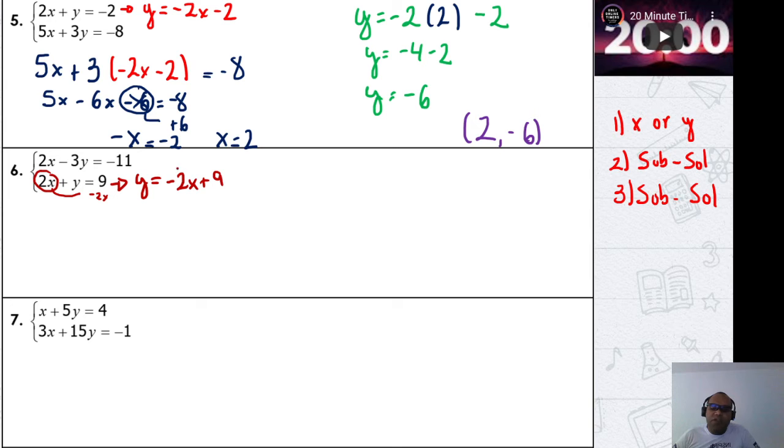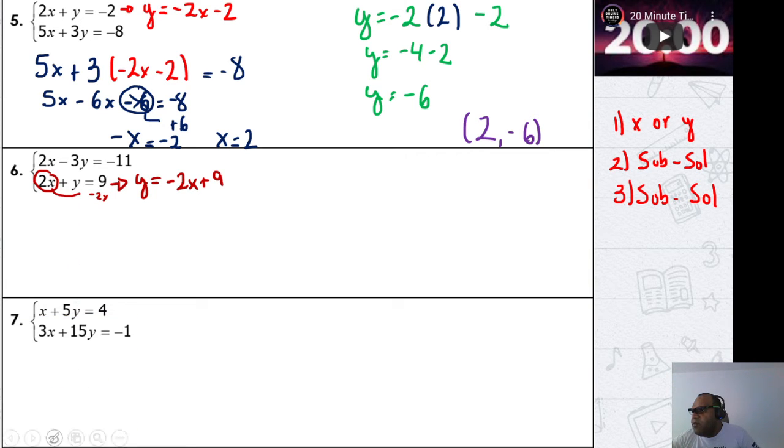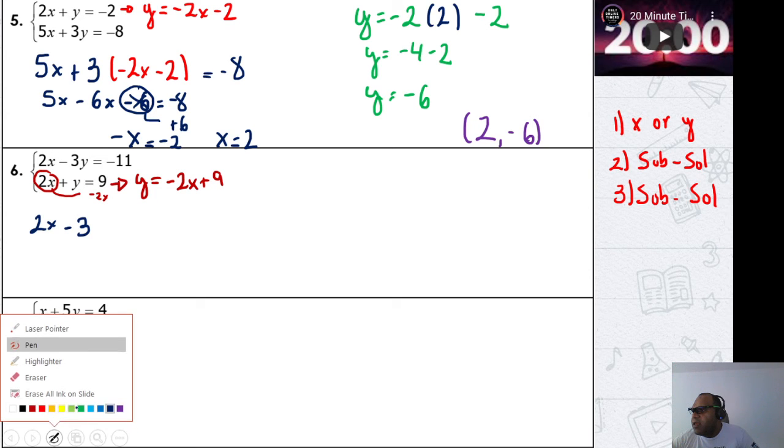Great. I solved already for y, slope-intercept form. Let's use this formula in the first equation. Let's repeat everything for the first equation. In the first equation, I have 2x minus 3, and y no more. It's negative 2x plus 9.